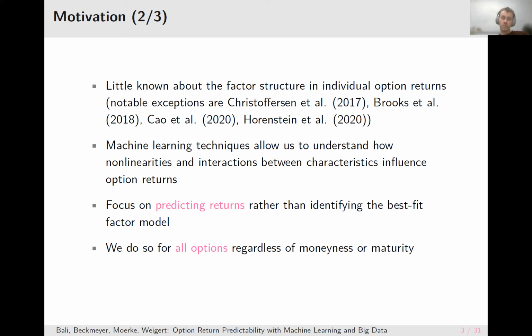Importantly, we deviate a bit from the previous literature in that we don't only focus on short-term at-the-money options, but we actually look at the whole range of options trading on single equities in the US. So you might think that an out-of-the-money put behaves quite differently from an in-the-money put, right? Or even from an at-the-money call. So we want to be able to assess how these differences come about.